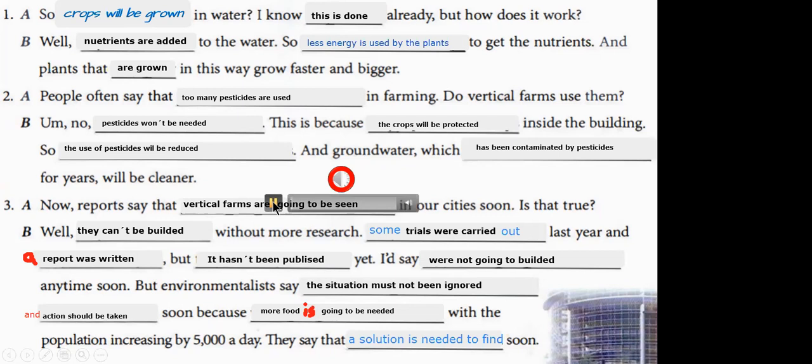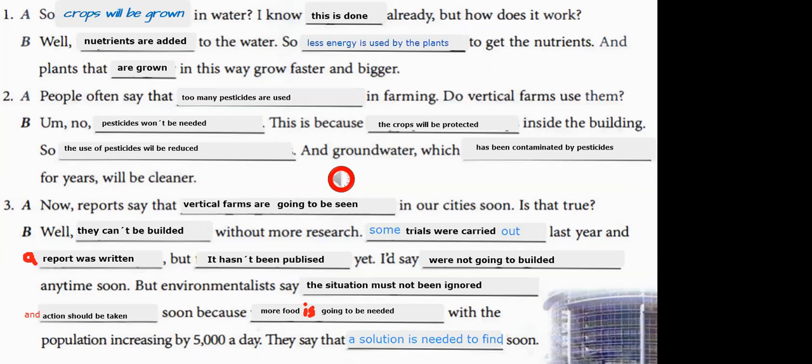1. So crops will be grown in water? I know this is done already, but how does it work? Well, nutrients are added to the water, so less energy is used by the plants to get the nutrients. And plants that are grown in this way grow faster and bigger.